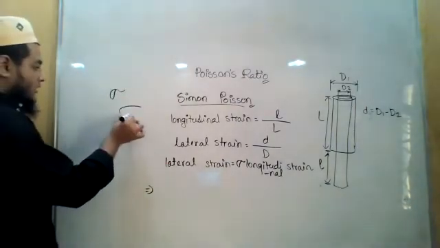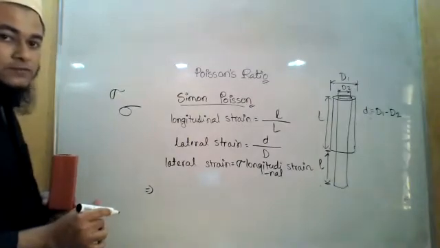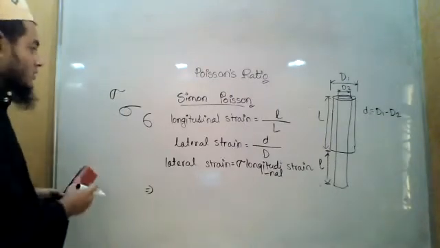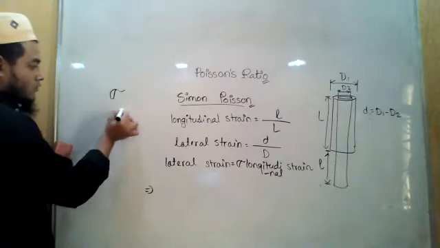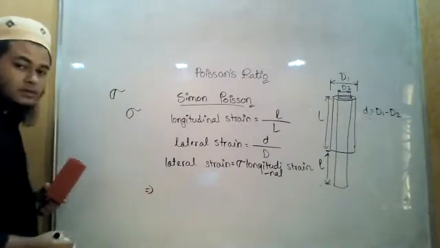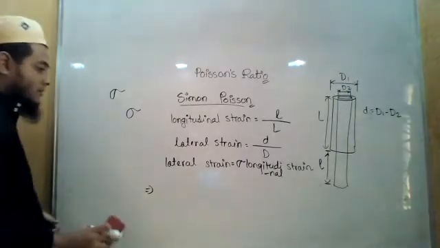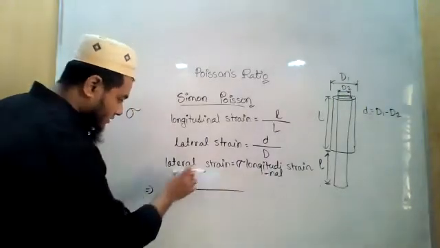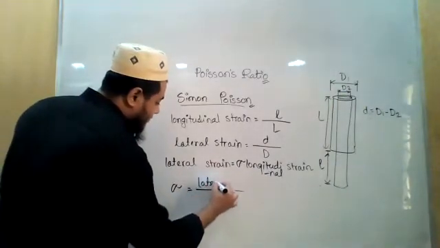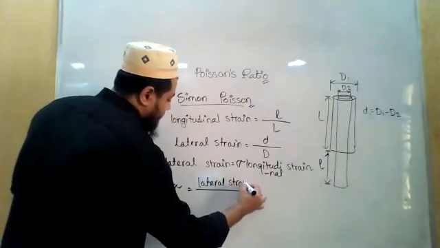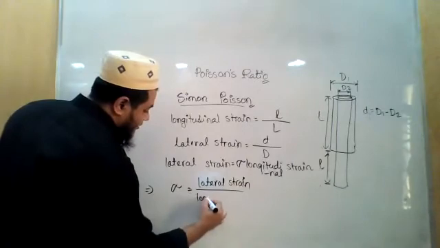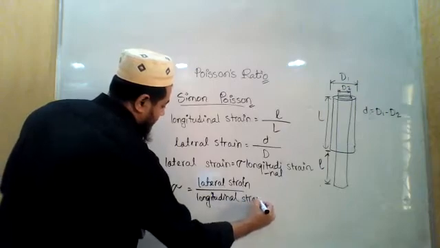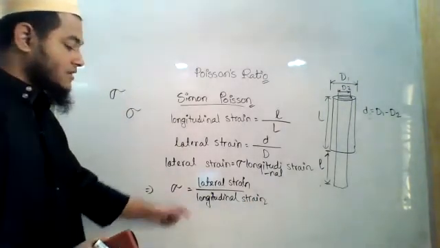Many people try to write it in a different way, but sometimes it becomes like 6, so it creates confusion. So write it the original way. Do not write it this way, rather write it this way. This actually will show you that this is sigma. So this sigma will be equal to lateral strain divided by longitudinal strain. So you can see there is a ratio.